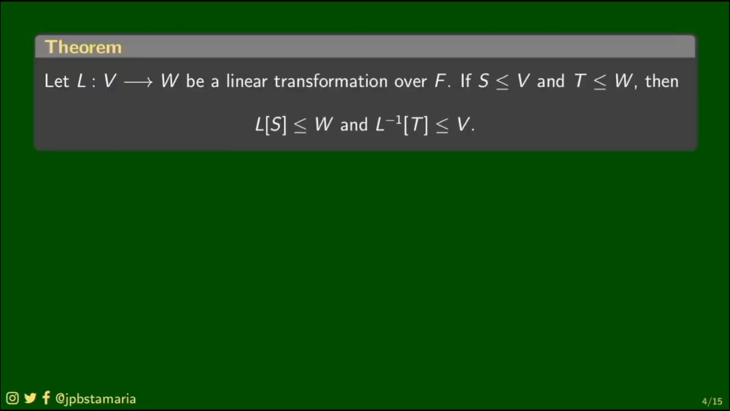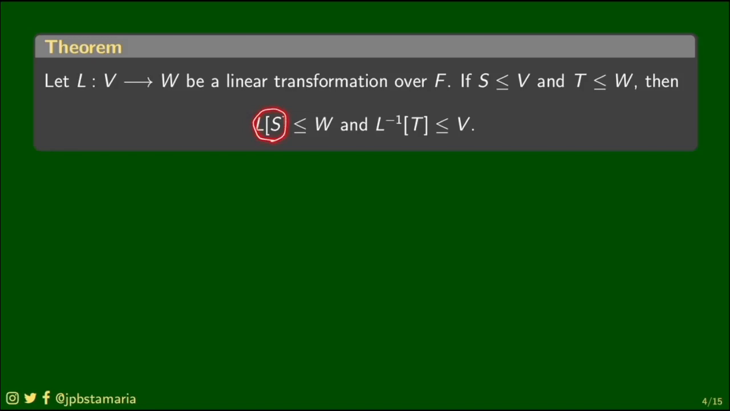We have the following result. This result tells us that a linear transformation preserves the subspaces of the given vector spaces in the following manner. So, if L is a linear transformation from V to W over the field F, and if S is a subset of V and T is a subset of W, then S, being a part of the domain, has a direct image under L.